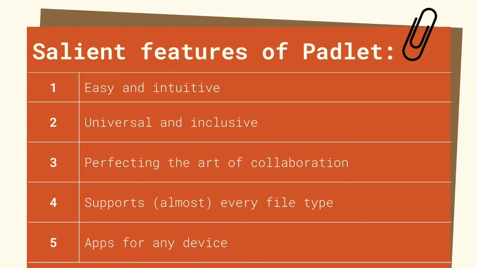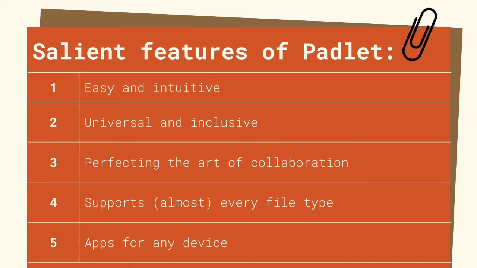Number 3, perfecting the art of collaboration. In Padlet, you can include your best friends, family, and colleagues so no one will be left out. You can invite others to contribute and the sign up is not required. Number 4, supports almost every file type. You can upload files from your computer, take a picture or video from your phone, or link from the web. You can post images, documents, videos, music, and files. And you can also embed content from the web, including YouTube, Instagram, Twitter, and 400 other apps.